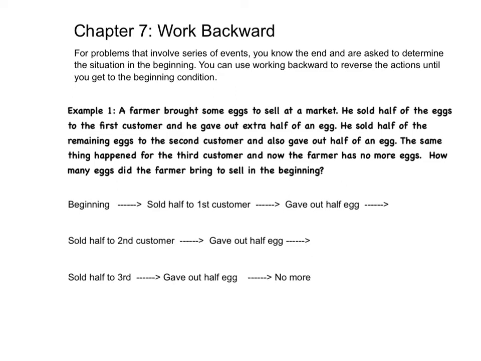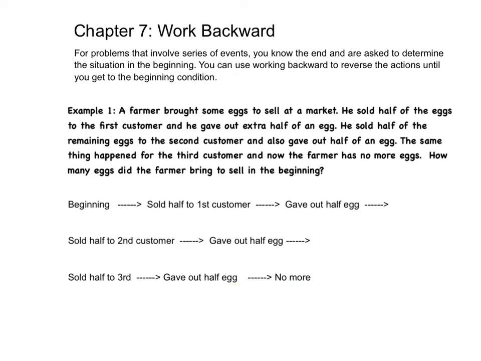Okay, so we can use a chart like this to indicate the sequence of the events. So in the beginning, he had some eggs, and then later on he sold half of the eggs to the first customer, and then he gave out half of an egg to the first customer. He then sold half of the remaining eggs to the second customer, and then gave out half of an egg to the second person, and then he sold half of the remaining eggs to the third customer, and then he gave out half of an egg to that third customer, and then he got no more.